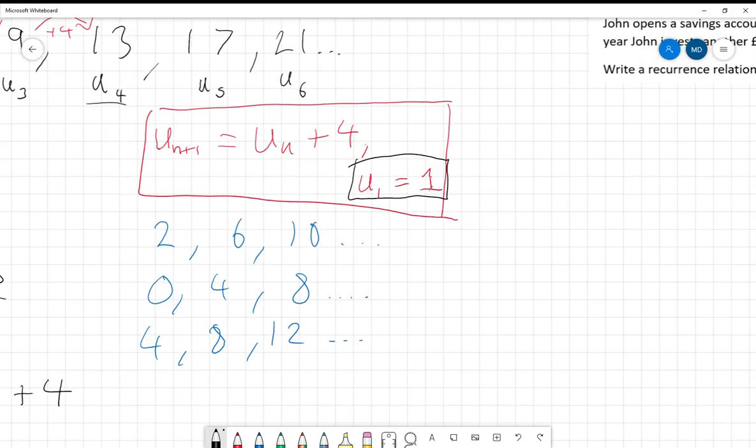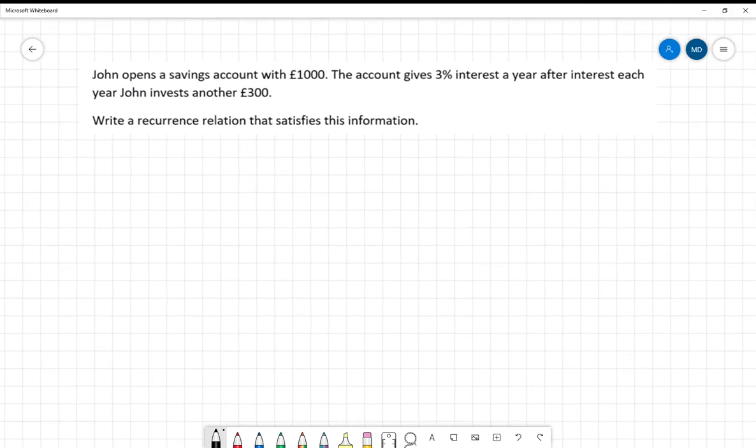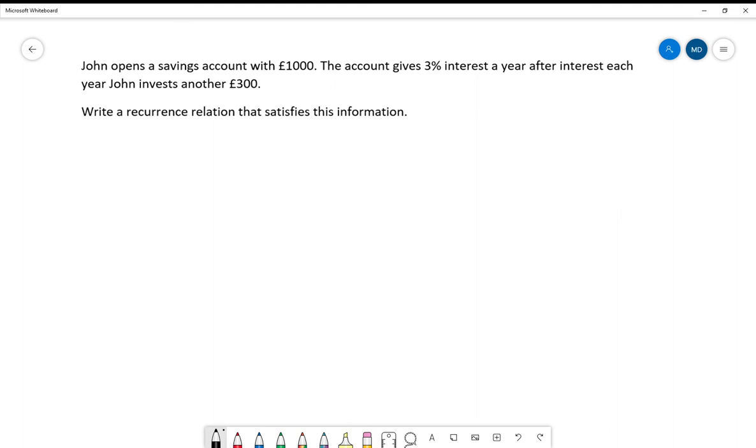Now, let's look at a real-world example. John opens a savings account with £1,000. The account gives 3% interest a year, and after interest each year, John invests another £300. Write a recurrence relation that satisfies this information.